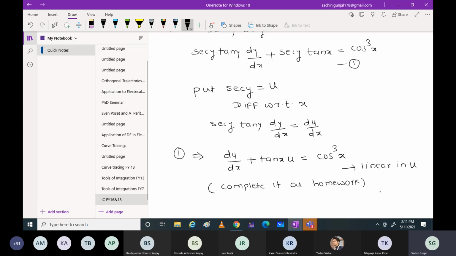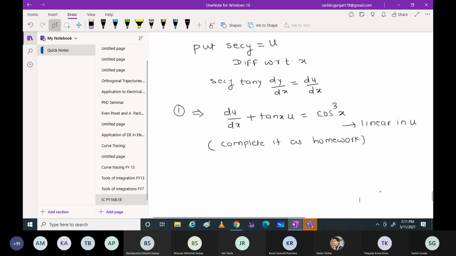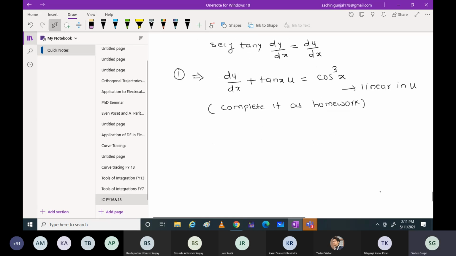So let me take one more of this kind. So fourth one. dy by dx is equal to minus e raised to x minus y into e raised to x plus e raised to y.